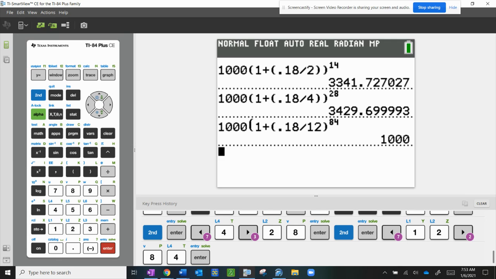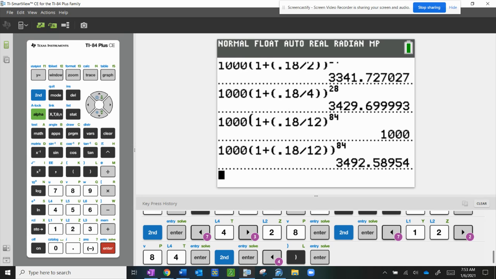Well, something went wrong there. Oh, I see what I did wrong. Somehow I got rid of my last parenthesis. Let me get that. There we go. Okay, so now I have 3,492.59.